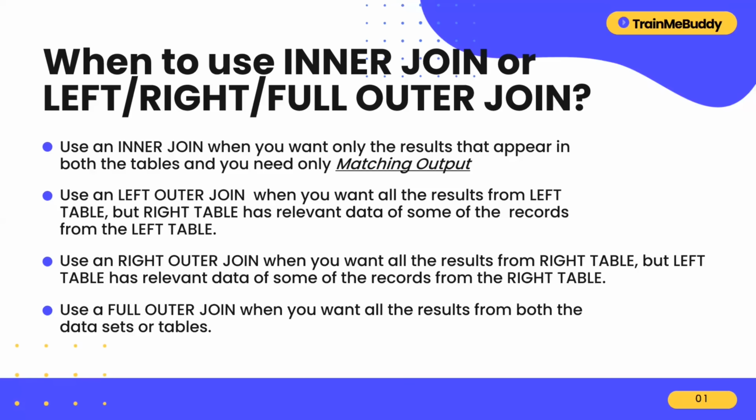Use full outer join when you want the result from both the data sets or table. For example, if you have a requirement in your project to create a report to get customer information irrespective of having a sales transaction, then you need to use the full join between sales and customer table to get the required result set.